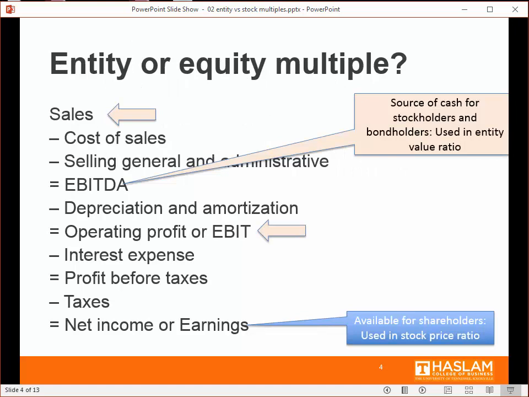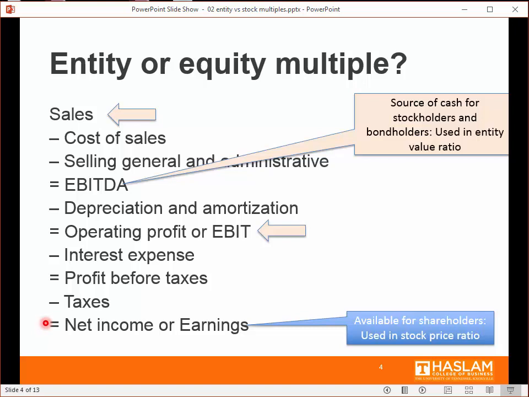So, for example, let's look all the way down at the bottom, and look at net income or earnings, earnings per share or total earnings. Since earnings per share is a residual cash flow, it's what's left over for stockholders, then it makes sense that net income or earnings per share ought to be used in a stock price ratio. So you would use, for example, PE, price to earnings ratio, where P is the per share price and E is earnings per share.